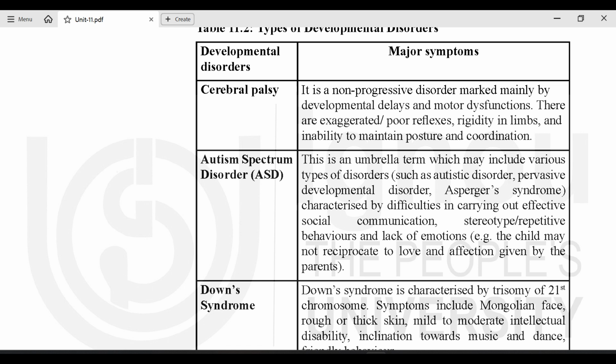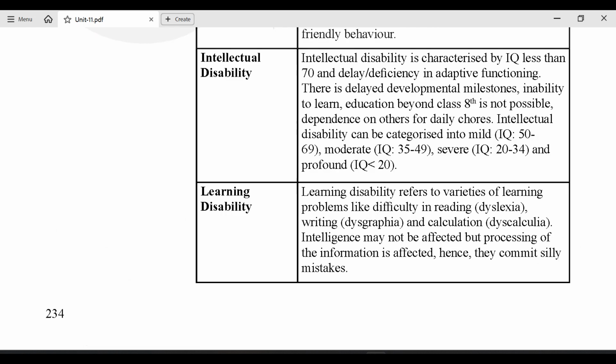Down syndrome. Down syndrome is characterized by trisomy of the 21st chromosome. Symptoms include Mongolian face, rough or thick skin, mild to moderate intellectual disability, inclination towards music and dance, friendly behavior.